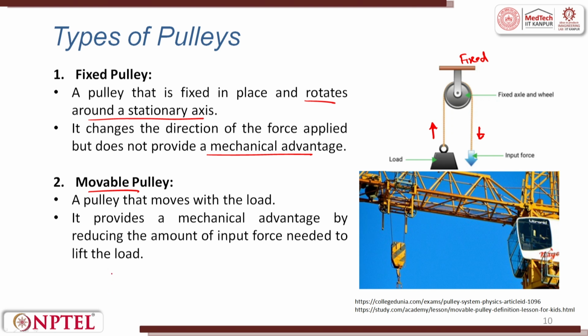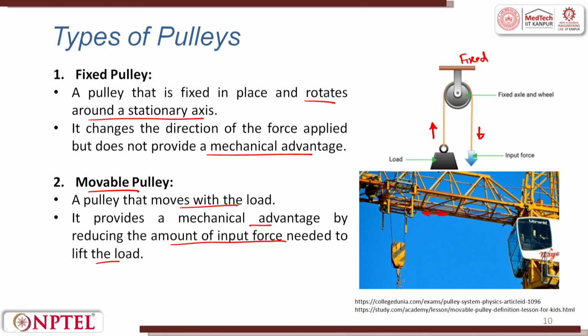Movable pulley, a pulley that moves with the load, provides a mechanical advantage by reducing the amount of input force needed to lift the load. So, this pulley is here, which is also movable along with this crane, in the left or right direction here, horizontal movement.